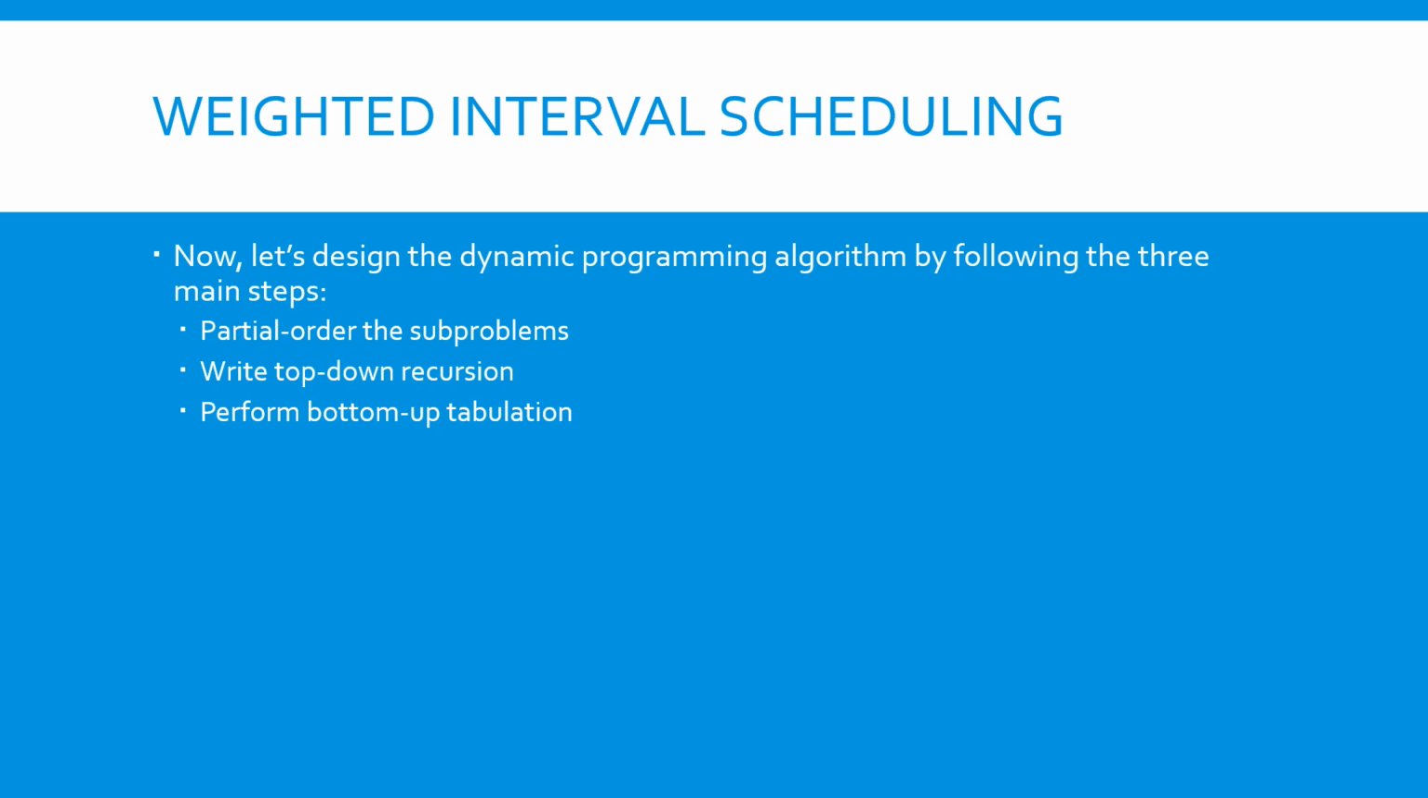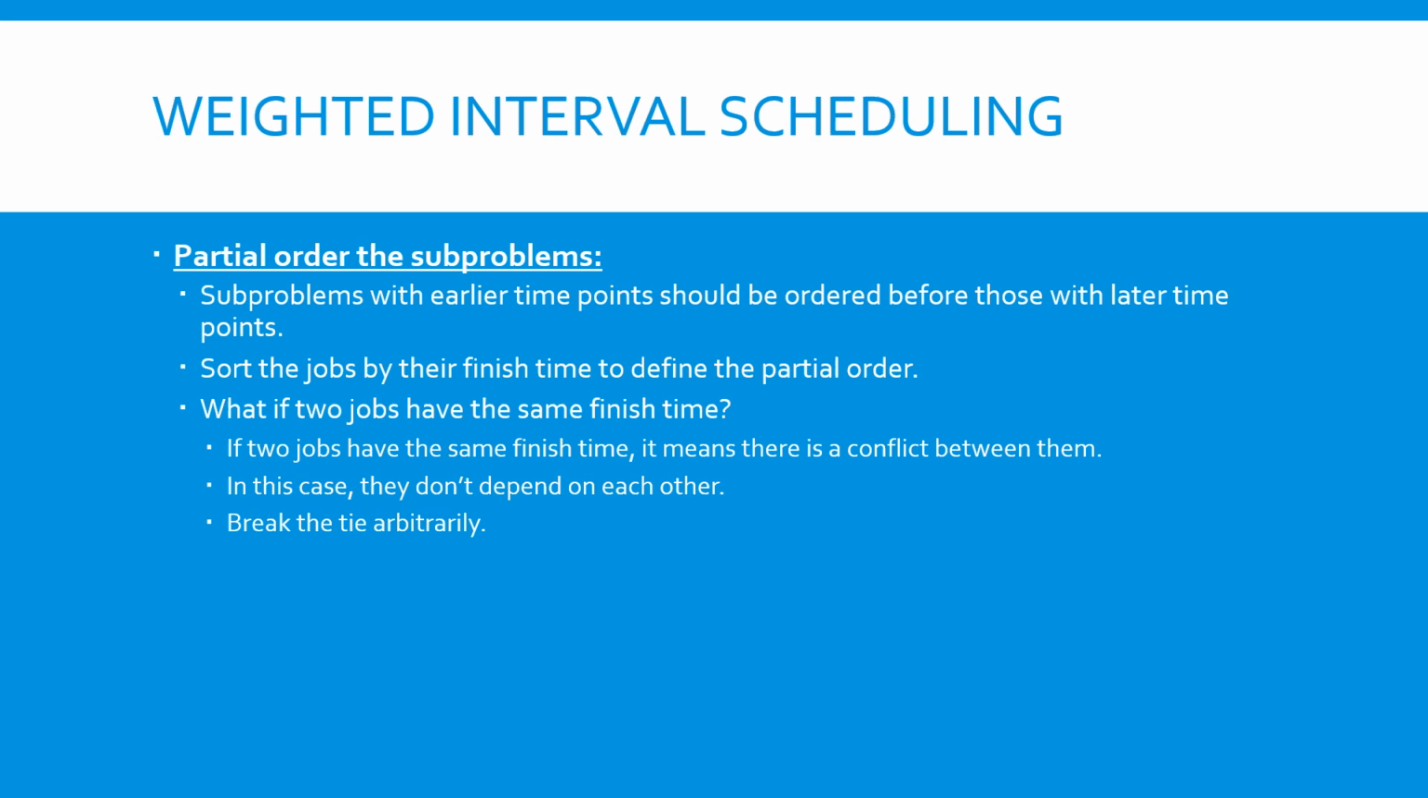After verifying the problem is solvable using DP, we can proceed to design the algorithm. Remember that designing a DP algorithm typically involves 3 steps: partial ordering the subproblems, writing the top-down recursion, and performing the bottom-up tabulation. First, let's establish a partial ordering among the subproblems, which means specifying the dependency among them. From our prior analysis, we know that subproblems defined at later time points depend on subproblems defined at earlier time points.